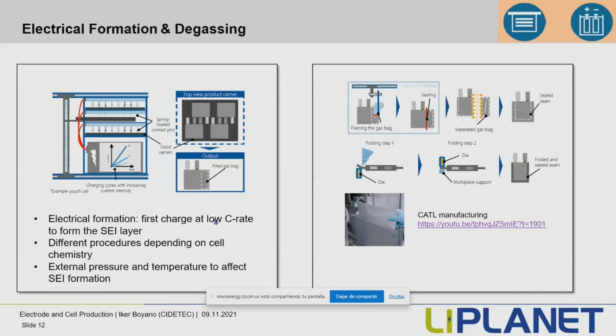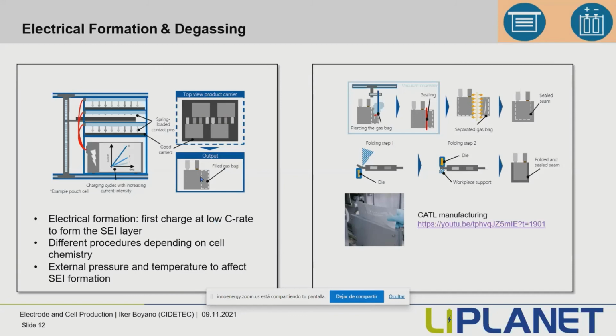Then, when you have the cell, you go to the formation step, and this formation is a first charge that you do at a very low C rate. Okay, at that point some gas can appear during the formation. Depending on the chemistry that you use, this forming process will be different, and it can be affected by the temperature or by the pressure. Each industrial partner has their own protocol. You can change the pressure, the temperature, the procedure, or you can change the additive that you put in the electrolyte for this forming process.